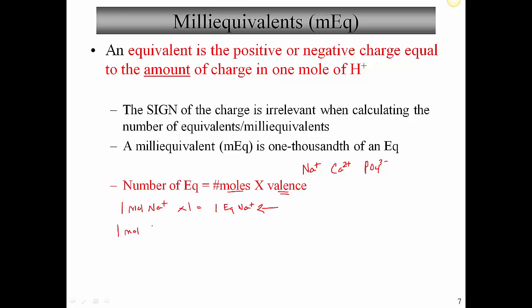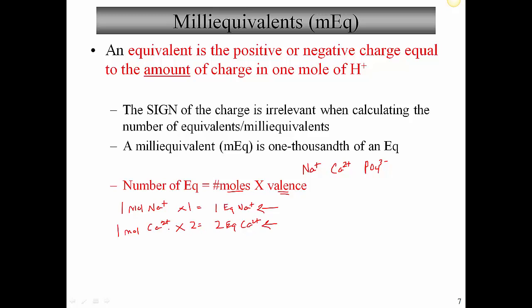If we have 1 mole of calcium, and we know from above that calcium has a valence of 2, therefore this would be 2 equivalents of calcium. So in 1 mole of calcium, we would still have 6.02 times 10 to the 23rd particles. However, since each particle has 2 pluses, or 2 charges, we would have double the amount of charge that we would in an equivalent mole of hydrogen. Therefore, this is 2 equivalents of calcium.